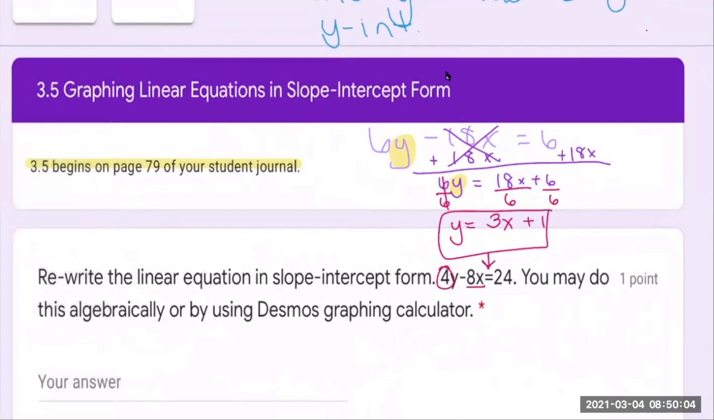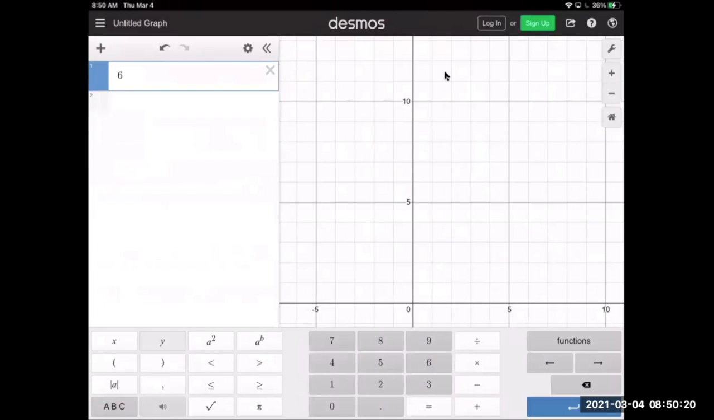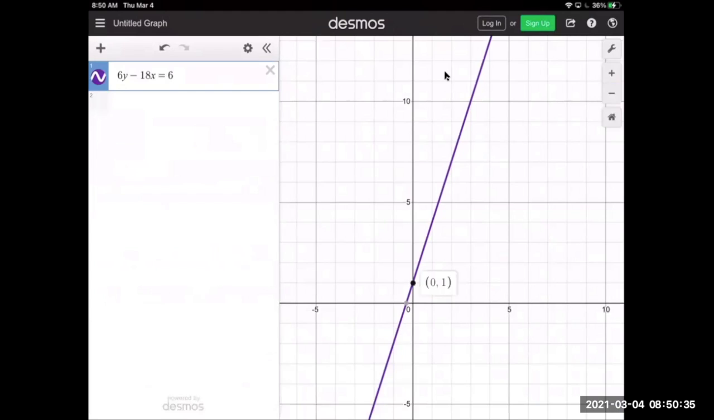Now, if you're like, okay, I don't know if I can do it that way, okay, we'll head on over to Desmos. So I'm going to keep my same equation, 6y minus 18x equals 6. So it creates my line for me, which is awesome. So I'm going to click on that point right there because that's my y-intercept. So that gives me 1 for my y-intercept.